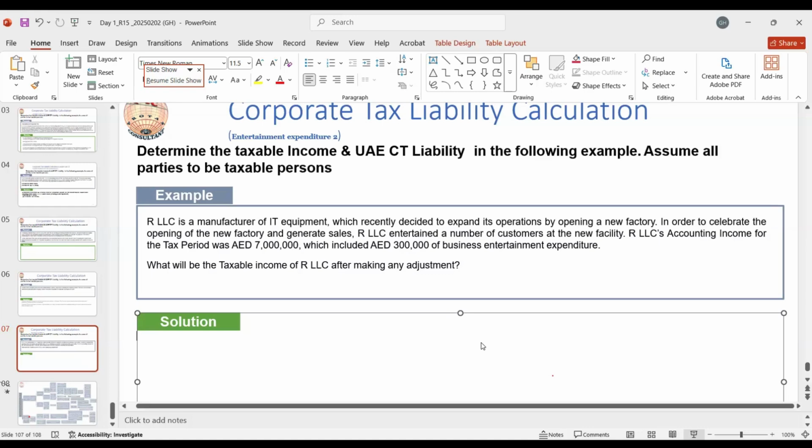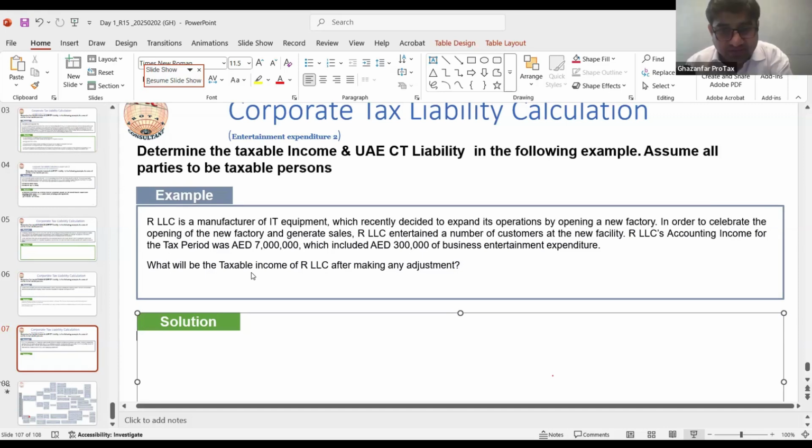It decided to expand its operation by opening a new factory. No, from this text, if you read something that tells you this is a juridical or natural person. First is a juridical or natural person or unincorporated partnership. Which one is it? It's a juridical person and it's also an LLC, a limited liability company, correct?